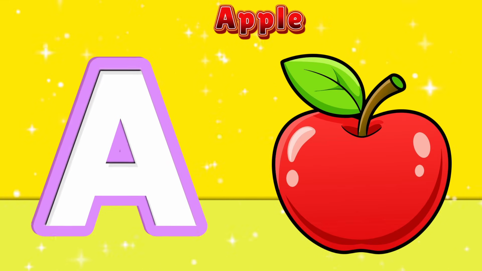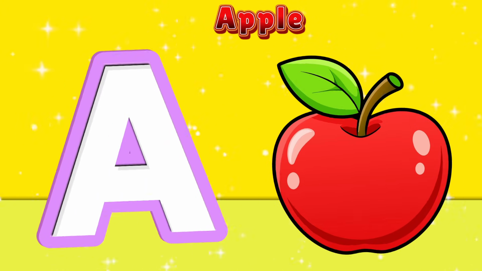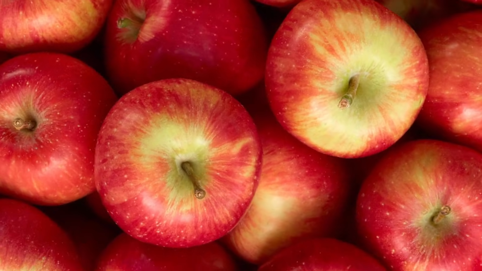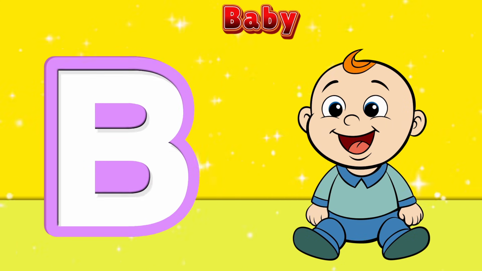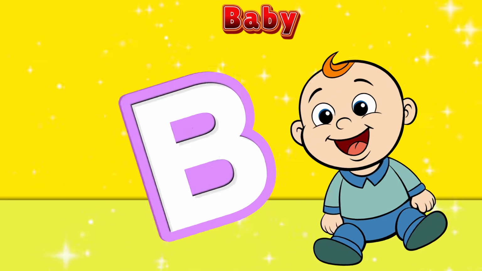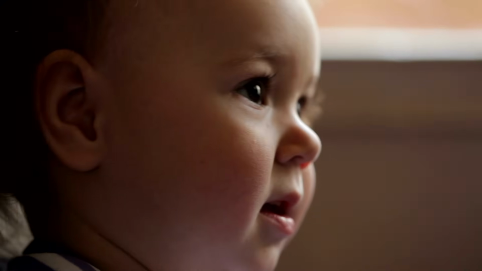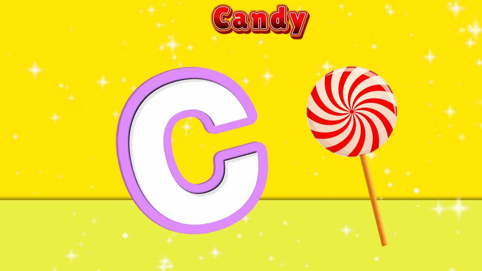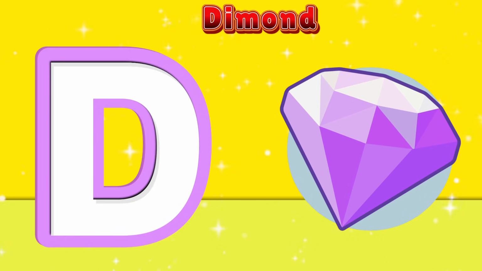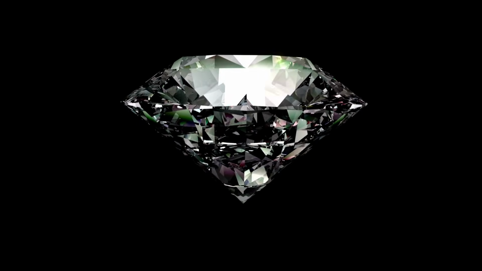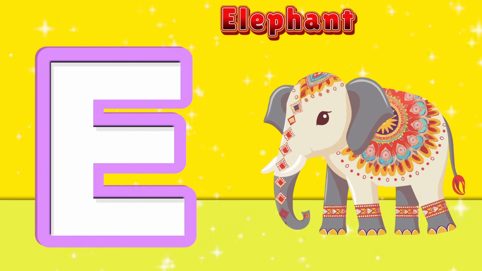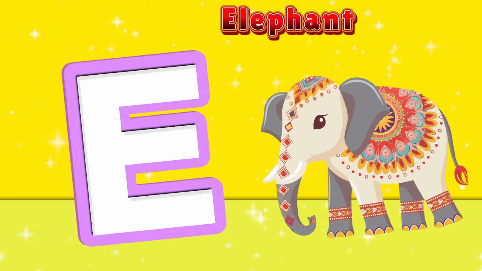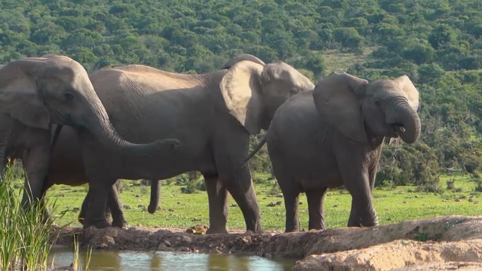A is for apple, apple, apple. Red apple. B is for baby, baby, baby. Small baby. C is for candy, candy, candy. Cool candy. D is for diamond, diamond, diamond. Shine diamond. E is for elephant, elephant, elephant. Big elephant.